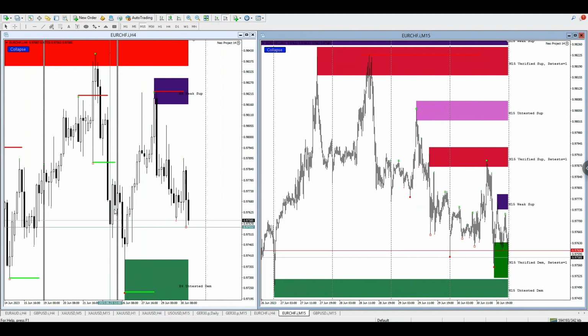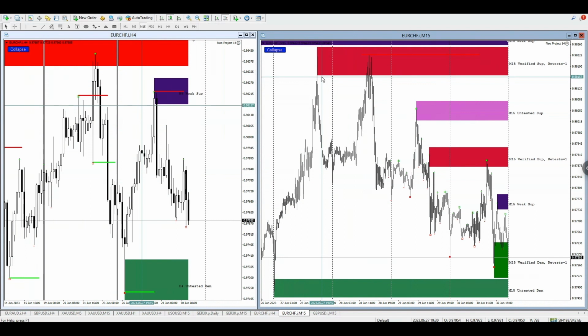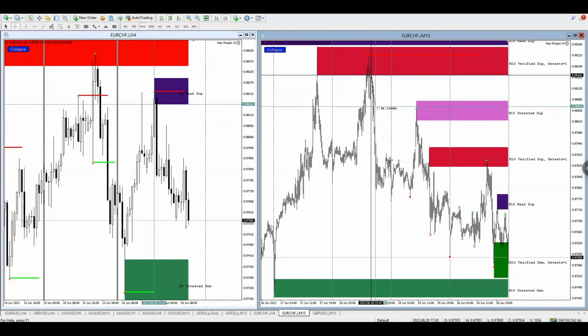If we're looking at Euro CHF, we had a bearish break of structure over here. The market actually pulled back to this level here, and we can see we had a retest to this area here, and this was around about a 50 pip trade setup.